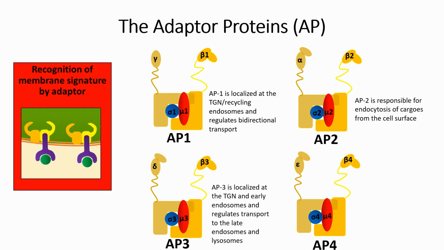AP3 is localized at trans-Golgi network and early endosomes and regulates transport to the late endosomes and lysosomes. AP4 is localized at trans-Golgi network and regulates cargo trafficking from trans-Golgi network to the early endosomes. Similarly, AP5 is localized at late endosomes and lysosomes, but the trafficking pathways it regulates are still unclear.